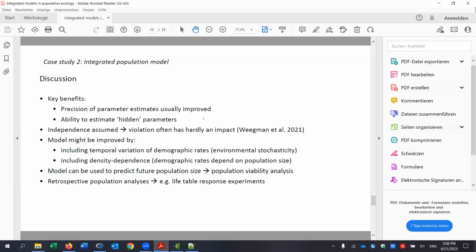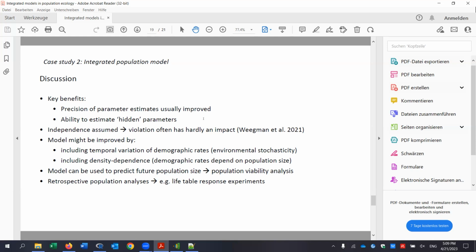What else? So the model that I've showed you, we can make it more complex. For example, we can include temporal variation in demographic rates, so include environmental stochasticity. We can model also environmental covariates, of course. We could include that in the model. We may also include density dependence. This we have also seen during the conference, so that the demographic rate is a function of the estimated population size. So that's also possible. What can be done also is we can make predictions into the future.